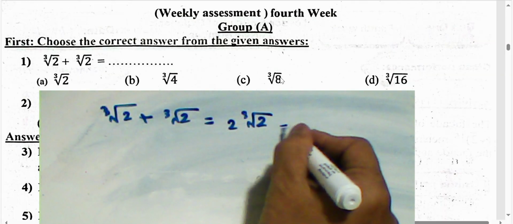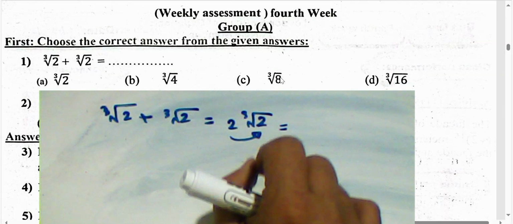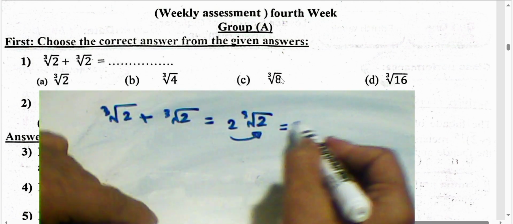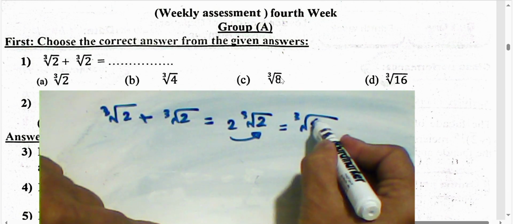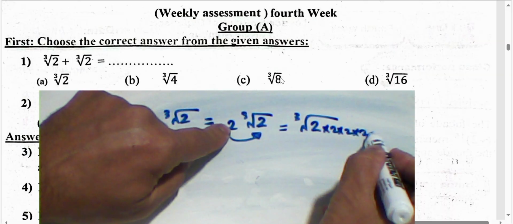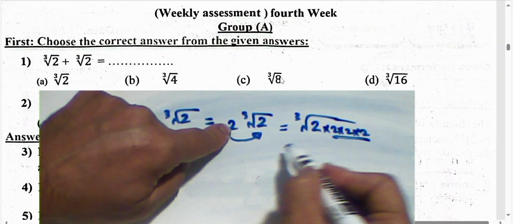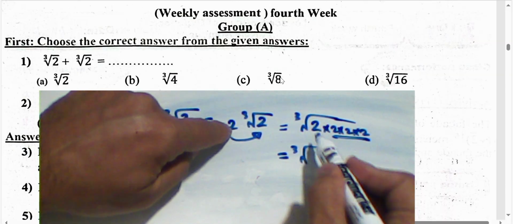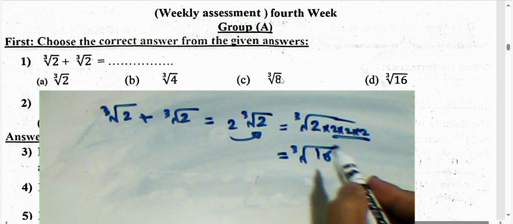But this number is not in the answers, so you must simplify by putting 2 under the cubic root, by multiplying 2 by itself 3 times. Right here, under the cubic root, we have 2 times 2 times 2, 3 times. Then the answer will be the cubic root of 2 times 2, 4, 4 times 4 equals 16. Okay, choose letter D.